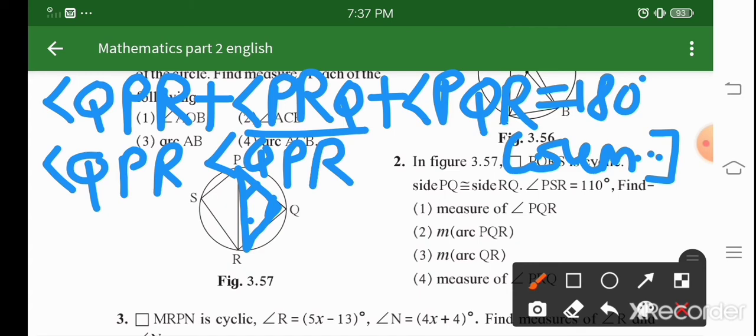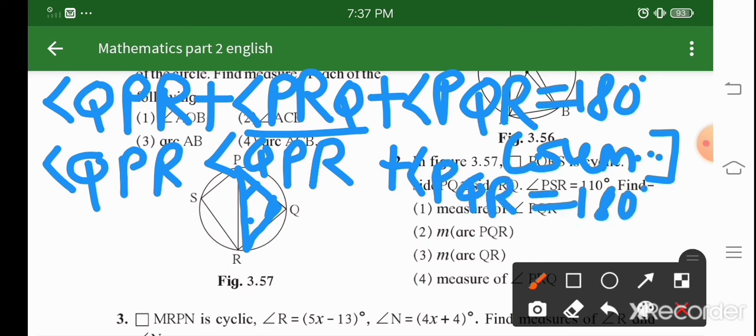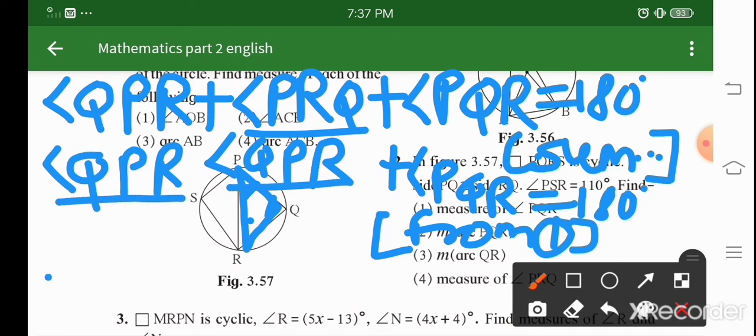From where we got this? From equation number 1 that we did on the previous slide, angle QPR is equal to angle PRQ. So PQR will be as it is, because we have the value of PQR, and here you have to write that the reason is from equation number 1. So now substitute: QPR will become 2QPR, right?